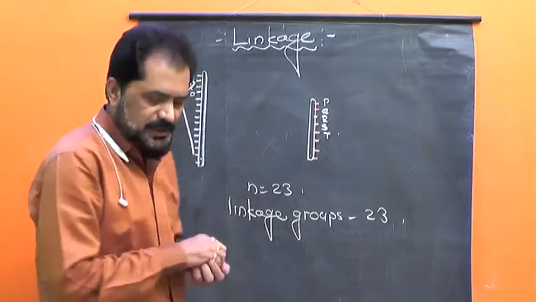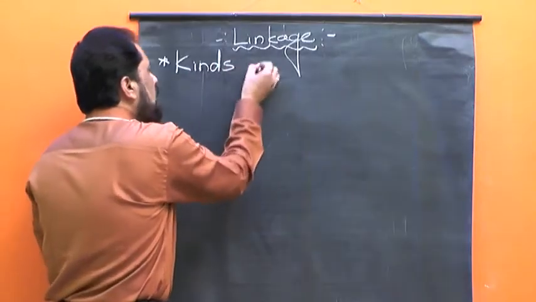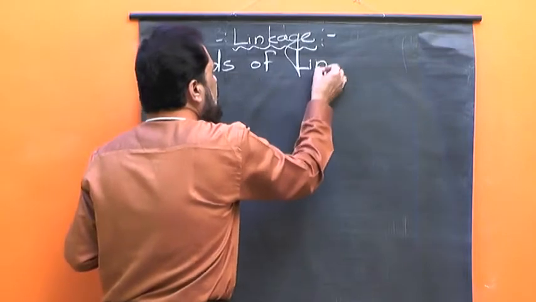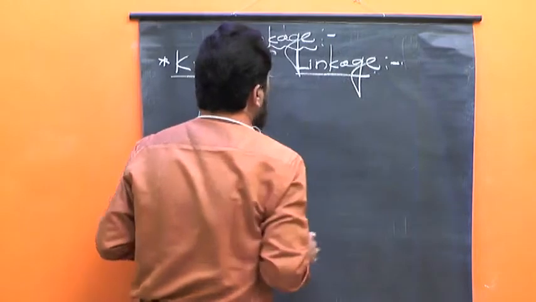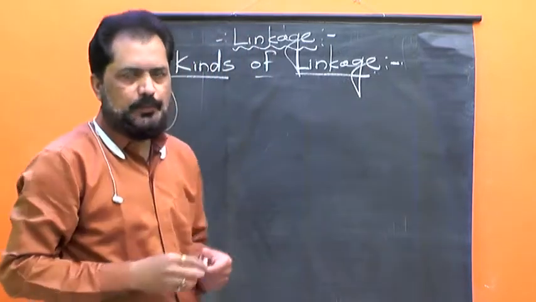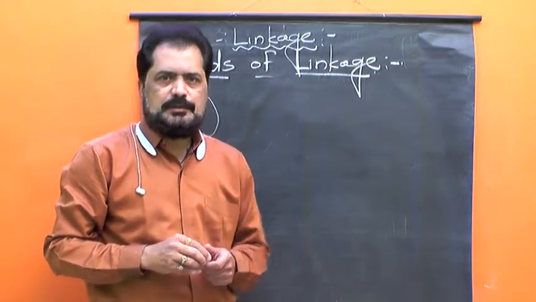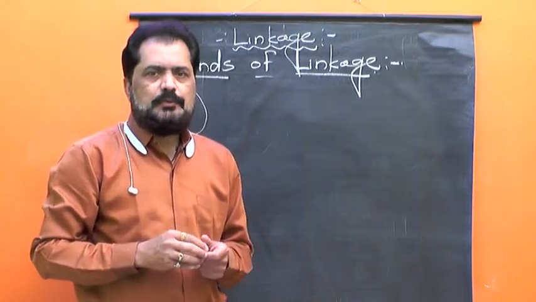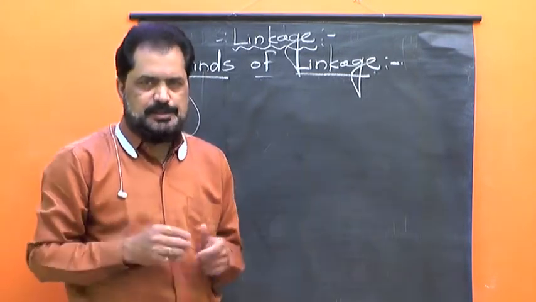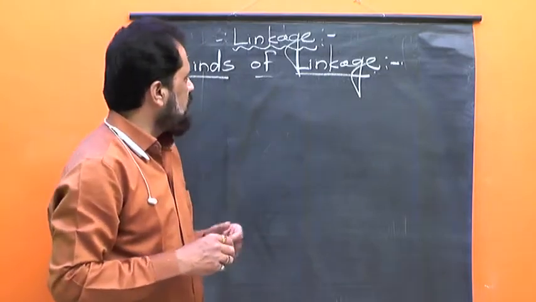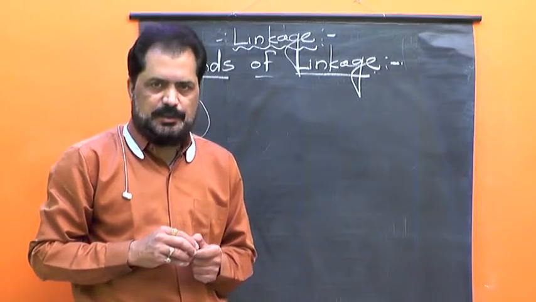Now let us talk about the kinds of linkage. Friends, just now we have studied the meaning of this term linkage. It is very well known to all of you. Linkage is the tendency shown by the genes present on the same chromosome to remain together during hereditary transmission, during inheritance. Now, linkage can be classified into different types. There are different kinds of linkage.